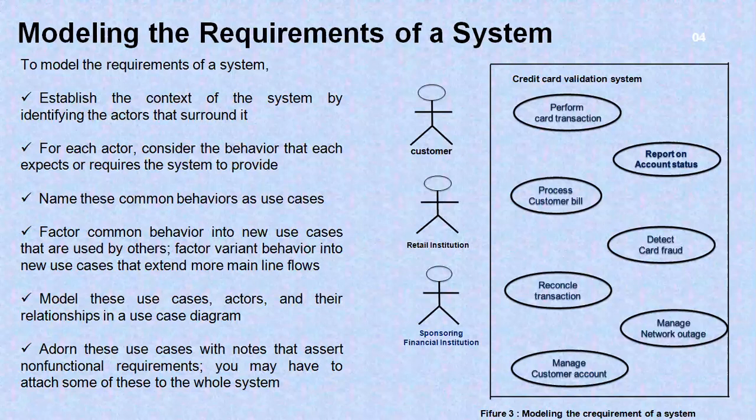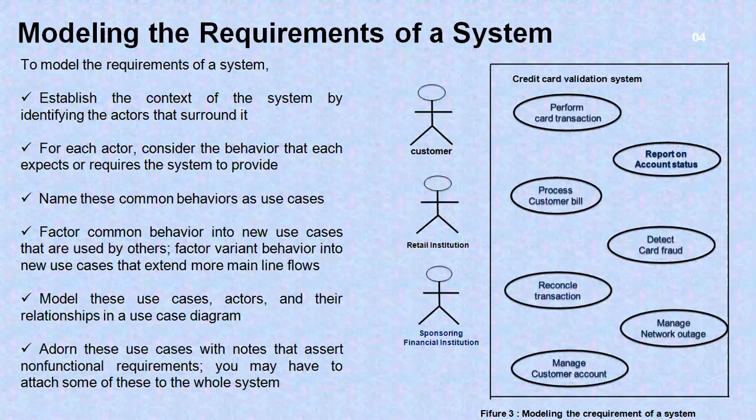To model these use cases, actors and their relationships in a use case diagram, we add notes that state the non-functional requirements, and you may have to attach some of these to the whole system. Here in this figure, we see an expansion of our previous use case diagram. Although it highlights the relationships among the actors and use cases, it adds additional use cases that are somewhat invisible to the average customer but are essential behavior of the system.